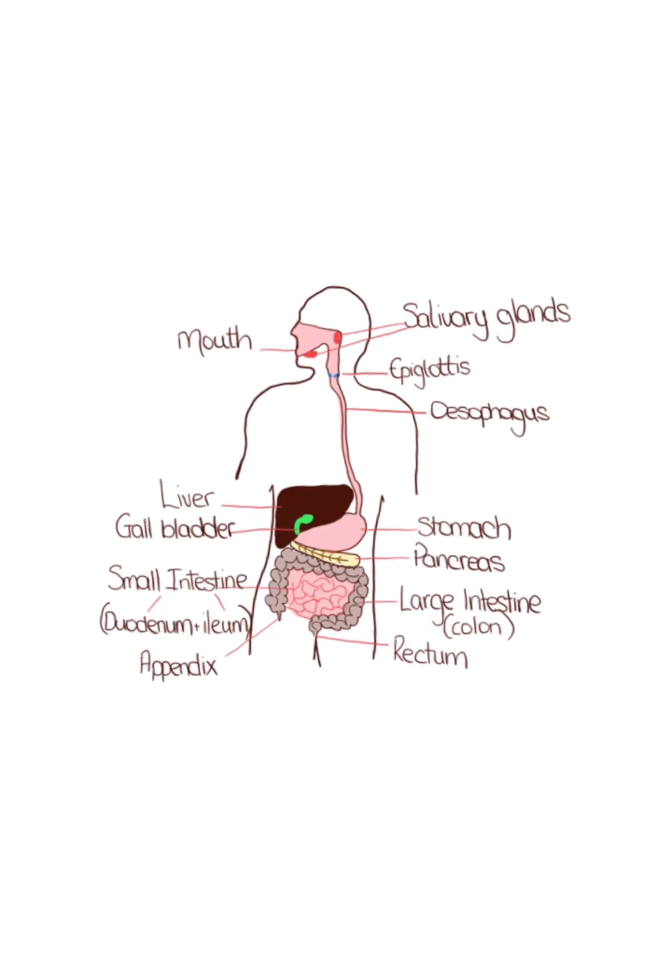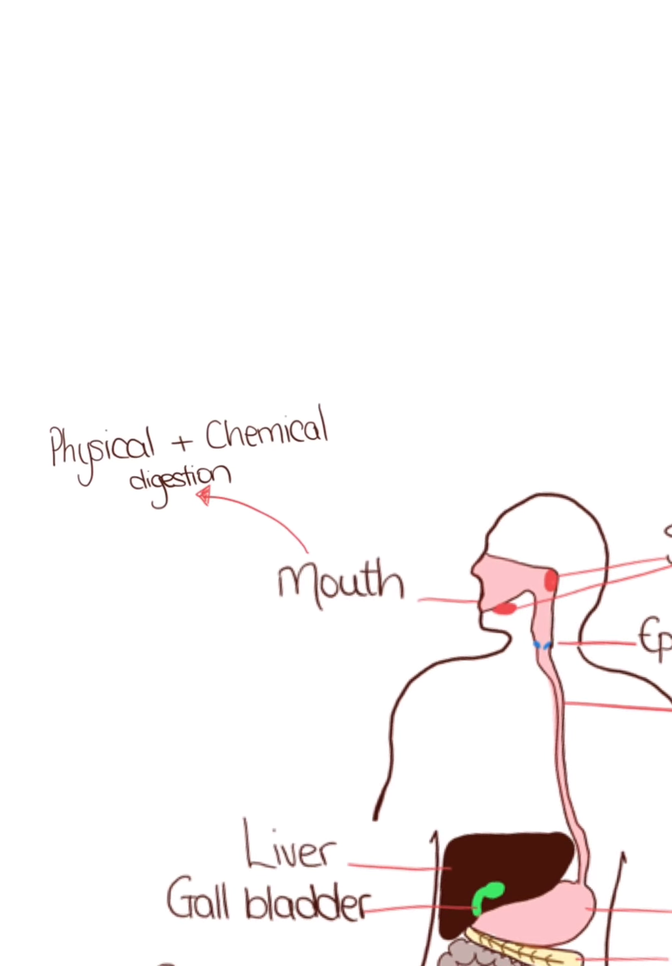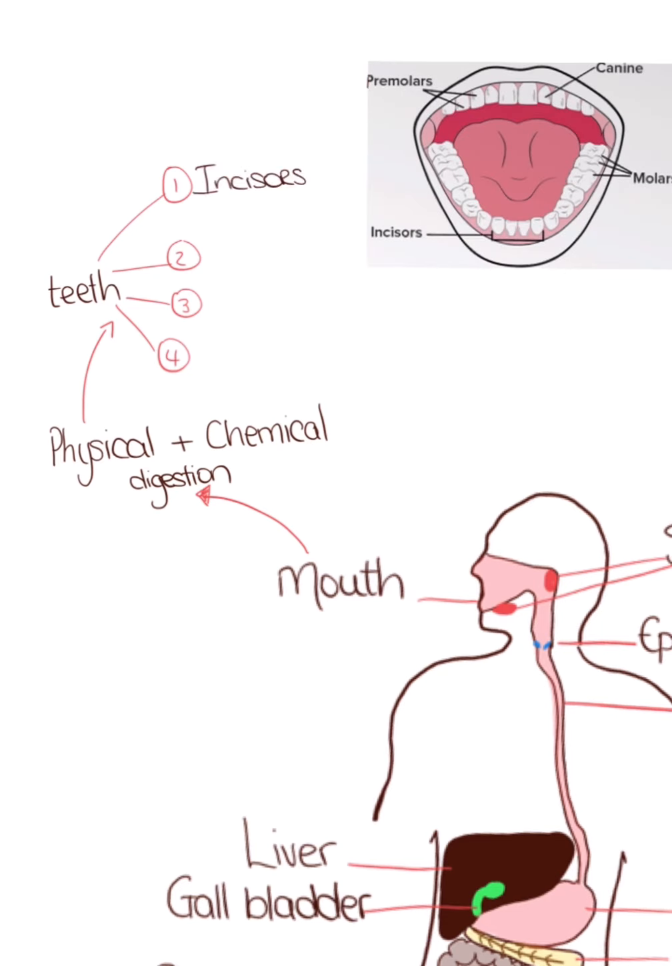Digestion begins in the mouth. The mouth is used in the physical and mechanical digestion of food. The teeth are used in physical digestion. There are 4 different types of teeth found in the human mouth. They are the incisors, canines, premolars and molars.